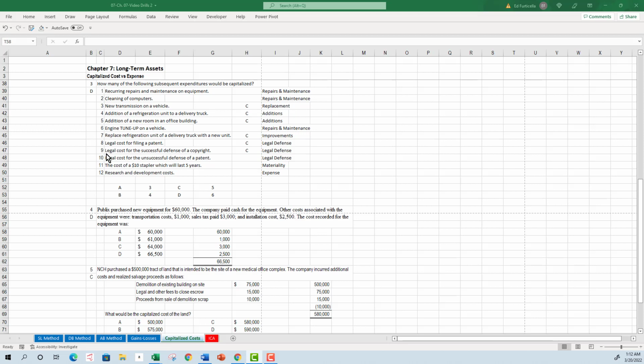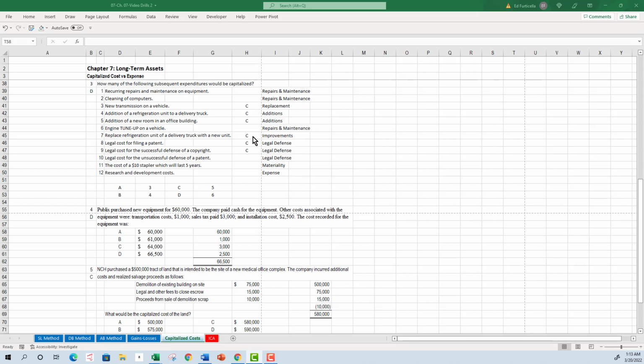You capitalize things when you replace things, provide additions, or improve. Each of those will provide the company with a future benefit, and as a result, we capitalize the cost and allocate it over the useful life. A new transmission on a vehicle qualifies as a replacement. Additions of a refrigerator unit, additions of a new room, additions. Replacing a refrigerator unit in a truck with a new unit is an improvement.